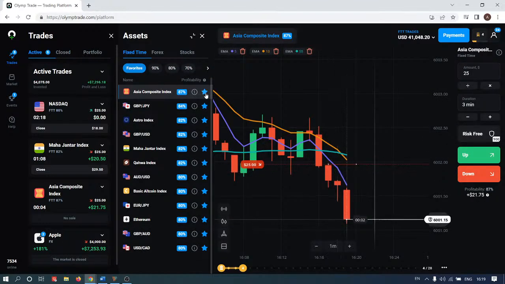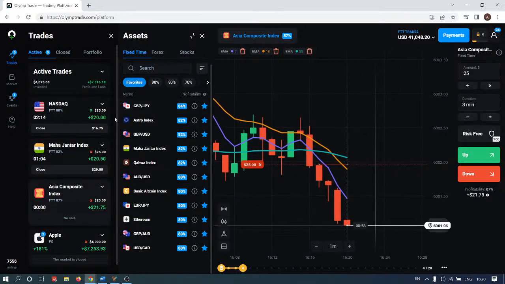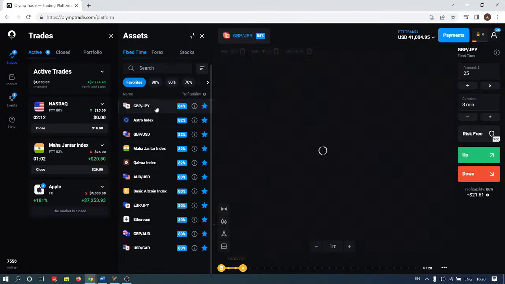Wow, Asia Composite Index. Well, I think this is going to be a profitable trade. In 1 second, nothing's going to change in 1 second.